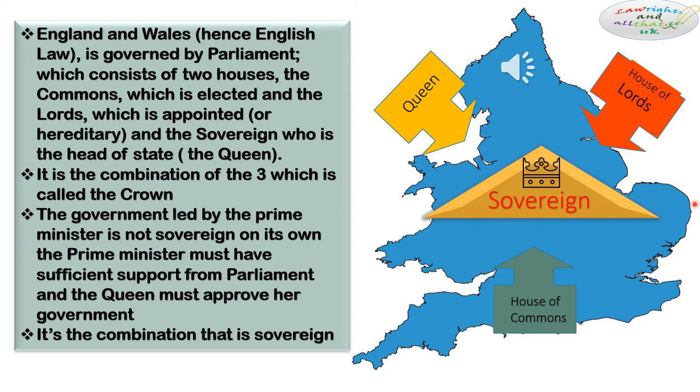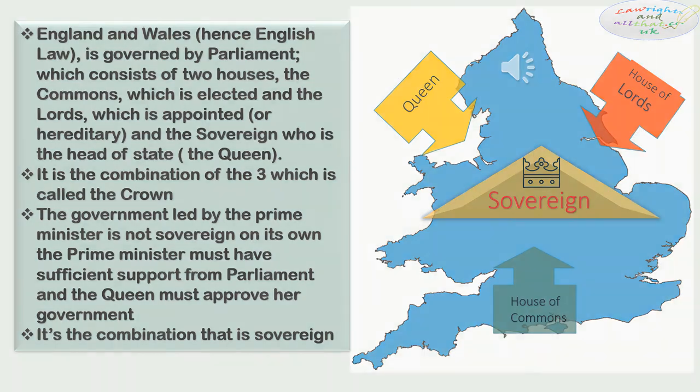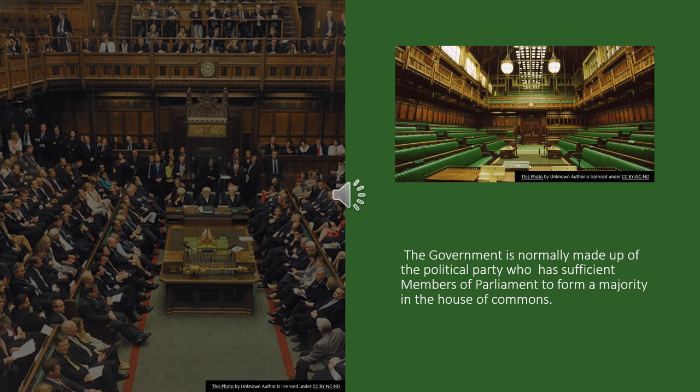So let's just summarise where we're up to. The Crown, or the sovereign power, is the House of Commons, the House of Lords and the Queen together. But the main power is contained in the House of Commons. Let me explain. This is the House of Commons. On the one side sits the government, on the other side sits the opposition. The leader of the government is the Prime Minister, and the leader of the opposition is the leader of the opposition.